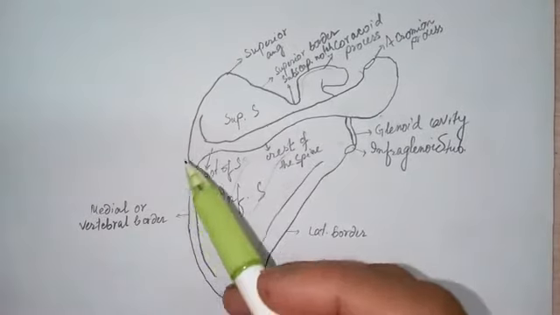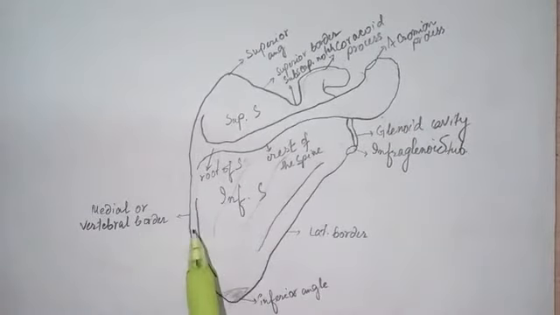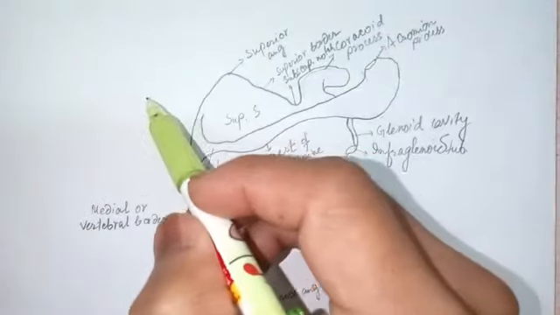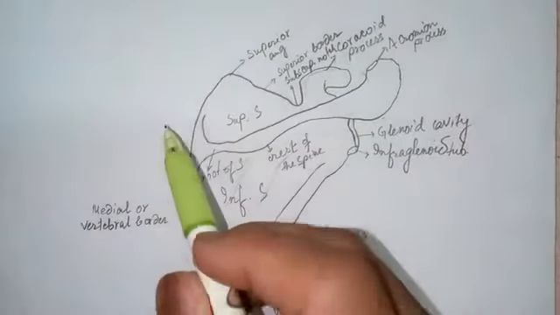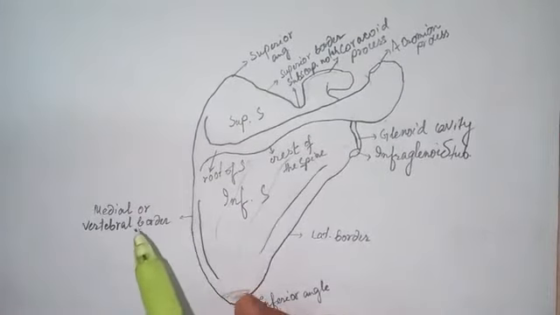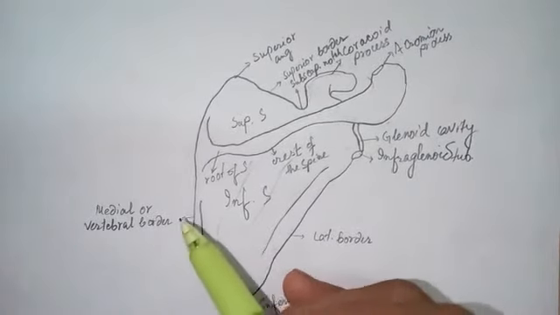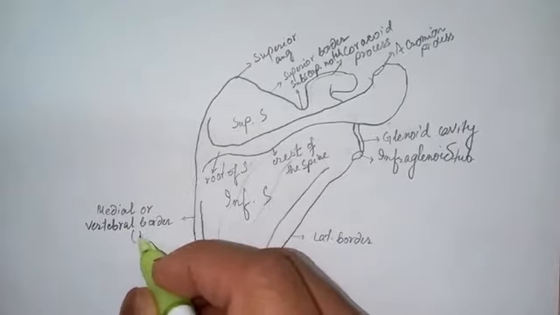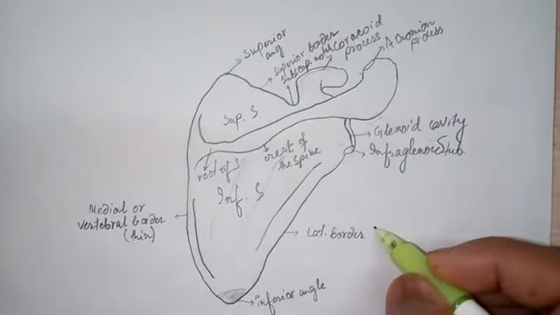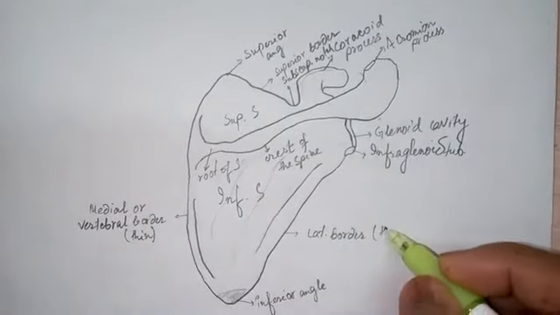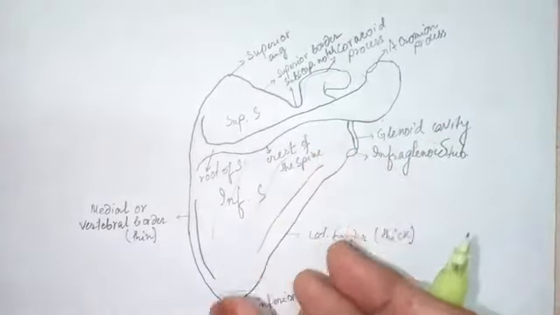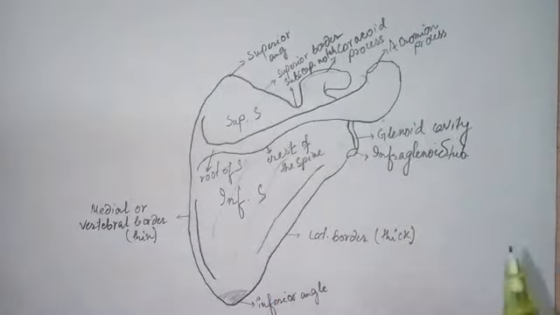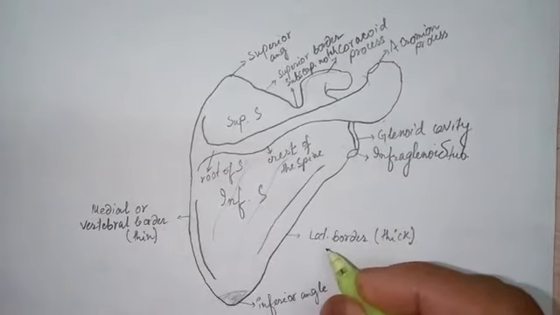And the three borders: the medial border or the vertebral border. Vertebral border means the vertebrae are here, vertically spread over here. So towards the vertebrae, that is why it is sometimes called the vertebral border, the medial or vertebral border. It is convex and thin. This medial border is very thin as compared to the lateral border. Lateral border here is thick because it is going to provide the glenoid cavity, so it needs to be thick. And this lateral border is concave naturally.